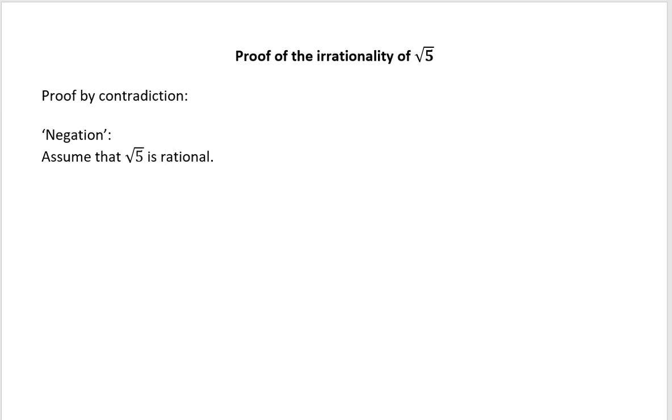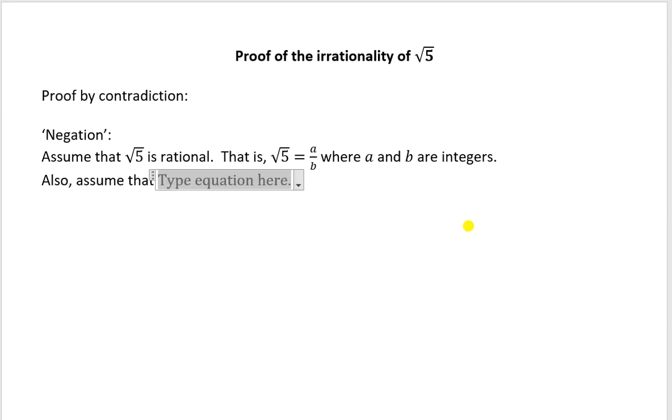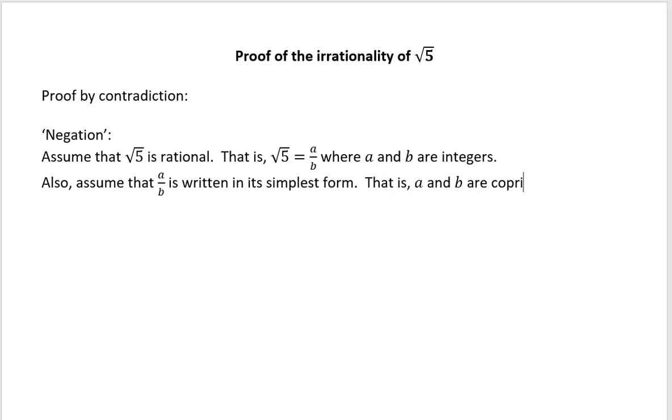In other words, root 5 can be written as a over b, where a and b are integers. There's an important extra detail that comes in here as well. Also, assume that a over b is written in its simplest form. This may not seem like an important detail, but it turns out to be the thing which our proof by contradiction hinges upon. Another way of saying this would be a and b are co-prime.